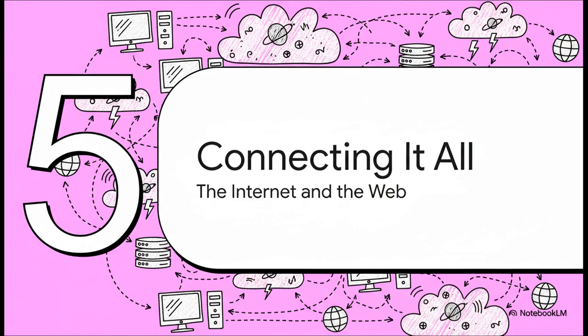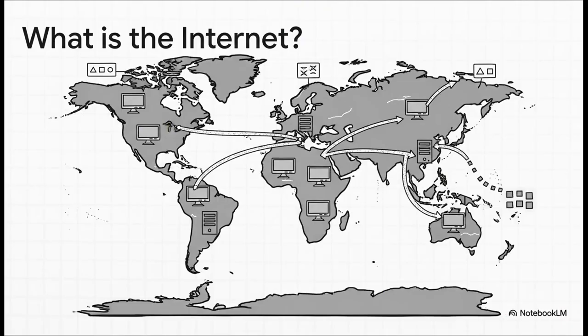All right, it's time for the final layer. How do we take all these individual computers with their CPUs and their data structures and connect them all into one single global network? How does the internet actually work? Well, here's the thing. The internet isn't some magical cloud floating in the sky. It's a very real, very physical network of wires and cables, many of them running along the bottom of the ocean, connecting computers all over the world.